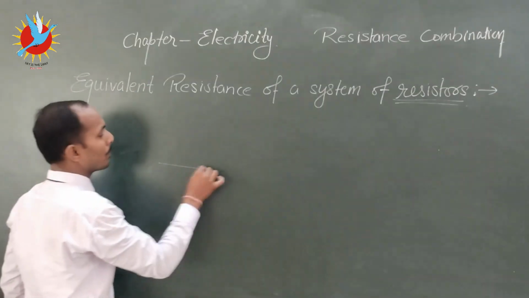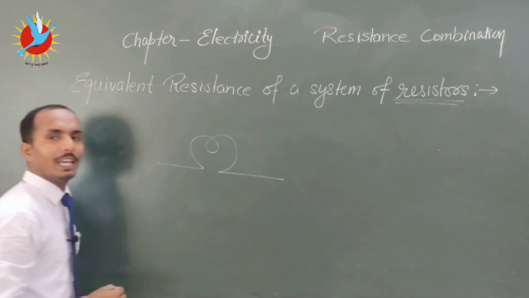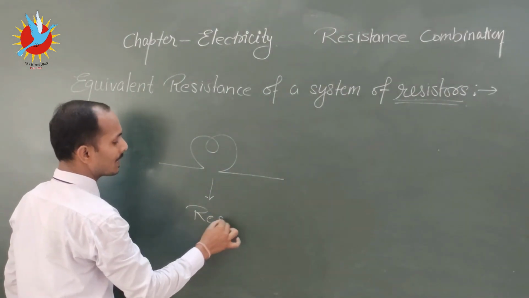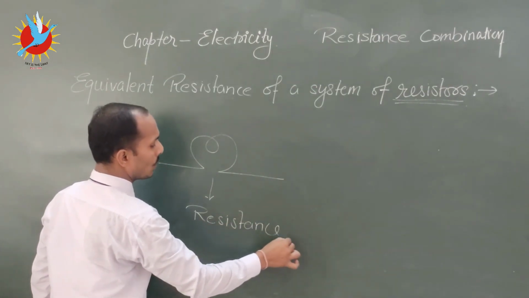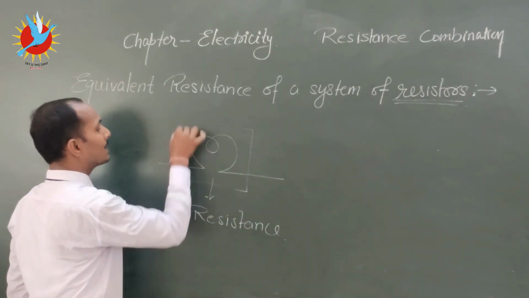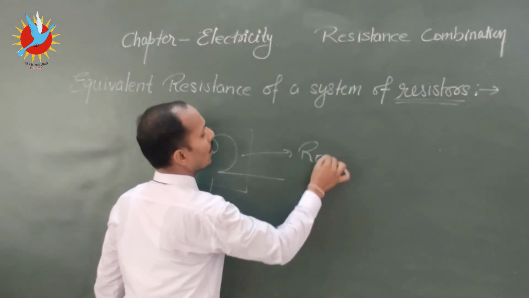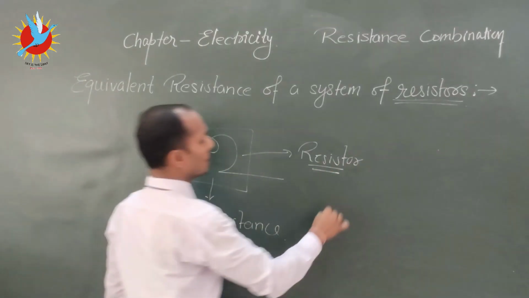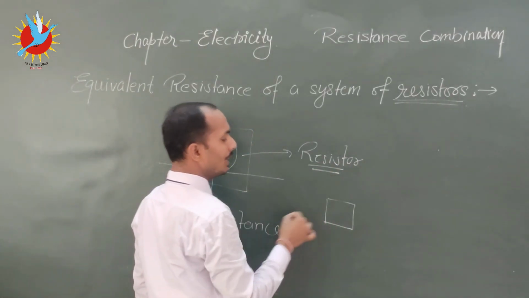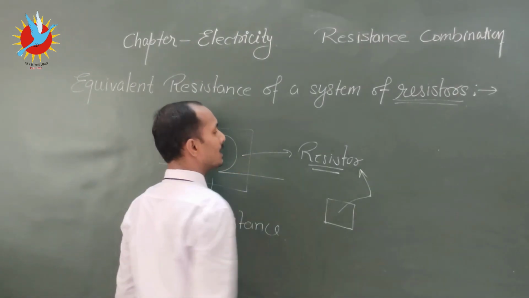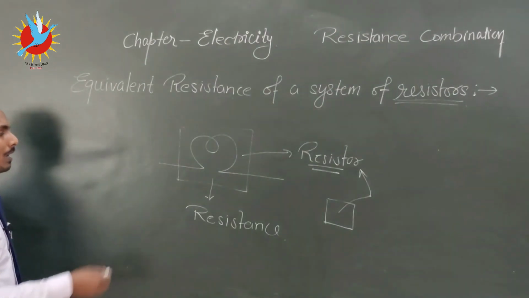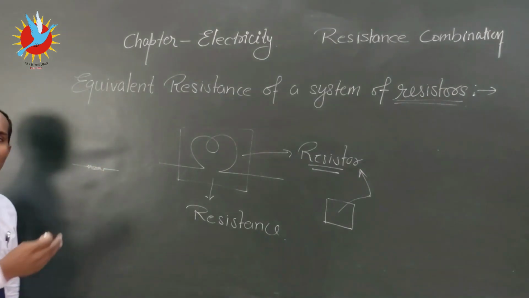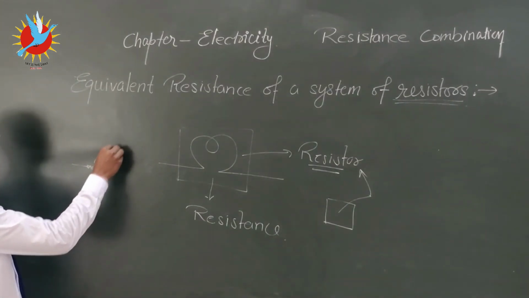What is a resistor? Suppose you use a bulb. This bulb definitely has resistance, so this device, this appliance, is known as a resistor. Similarly, if you use a TV, then the TV is a resistor. Similarly, any wire definitely has some resistance, so it is also known as a resistor.